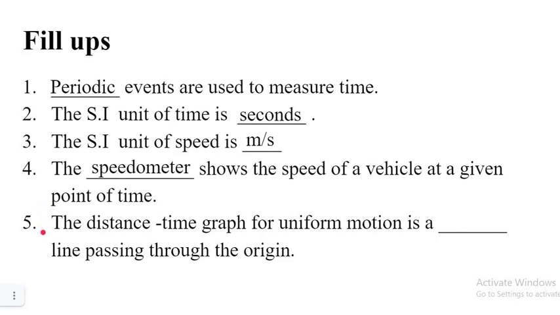Next one is the distance time graph for uniform motion is a dash line passing through the origin. Yes, very good. The distance time graph for uniform motion is a straight line passing through the origin.